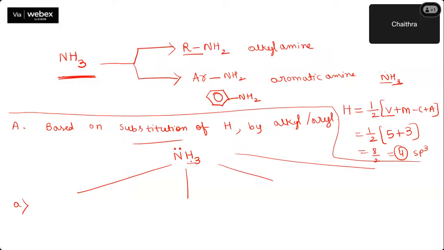I will replace one hydrogen by R group. Here NH3 is there, no? Remove one hydrogen, attach R group. Now I am replacing one hydrogen. Okay, so what do I get? RNH2. Okay, R group is alkyl group. If I write Ar group, it is aryl group. If you replace one hydrogen and attach Ar, it becomes aryl amine.